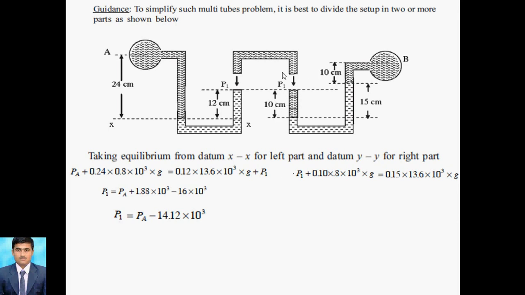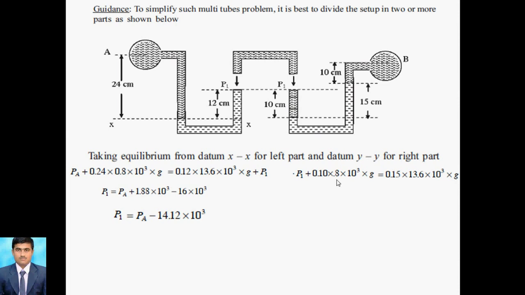Now we go for the right hand limb. Here P1 is there, that's why I can write P1 plus this height, that is rho G H1. So rho G H1 means G is 9.81, then H is the height, this is 10 centimeter, that's why the height is 0.10, and 0.8 into 10 to the 3 means this is the specific gravity. So oil is there.